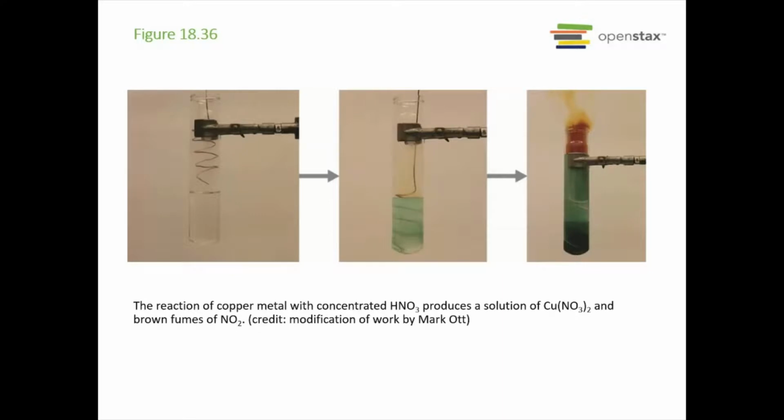So this is one way we can make the NO2. These brown fumes here are NO2. Actually, if you were to take a copper penny and add some nitric acid to it, you would do this exact reaction, producing a copper nitrate solution, which is a really pretty blue color, and then making NO2 gas, which does not smell pleasant.